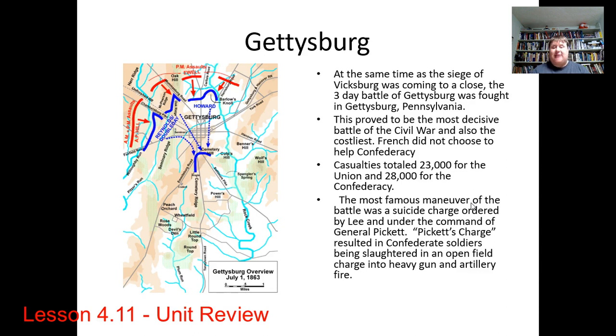It was decisive, because the Confederacy had been talking to England and France, trying to get them to come into the war and help them out. After the Confederacy loses Gettysburg, ain't going to happen. The French say once and for all, okay, you lost this big battle. It's not going to happen. The casualties were really high. The Union lost 23,000 soldiers. The Confederacy lost 28,000.